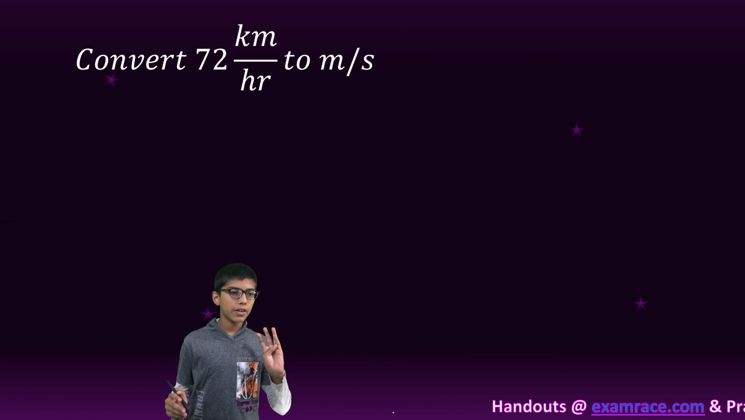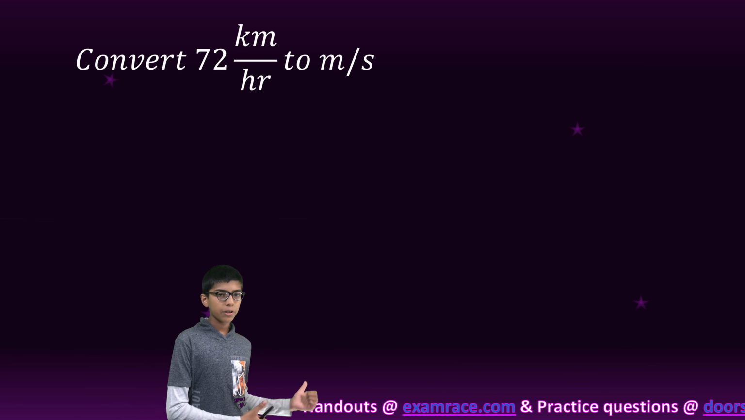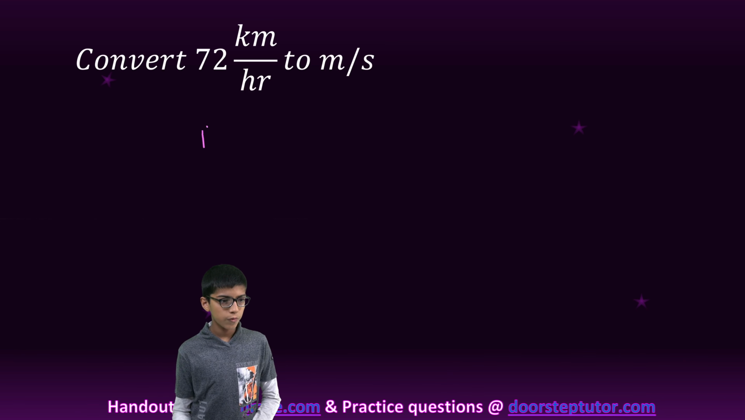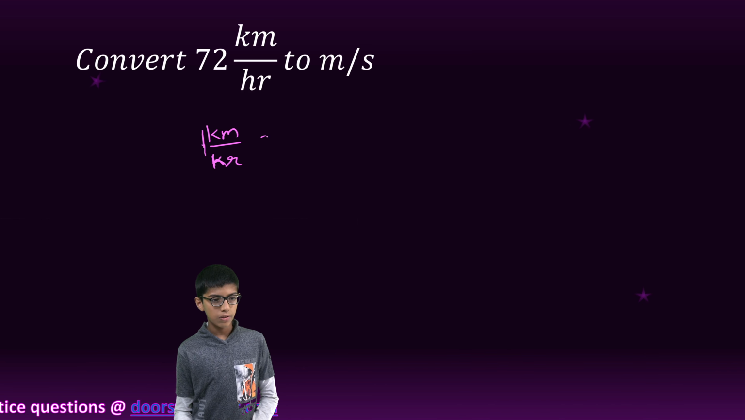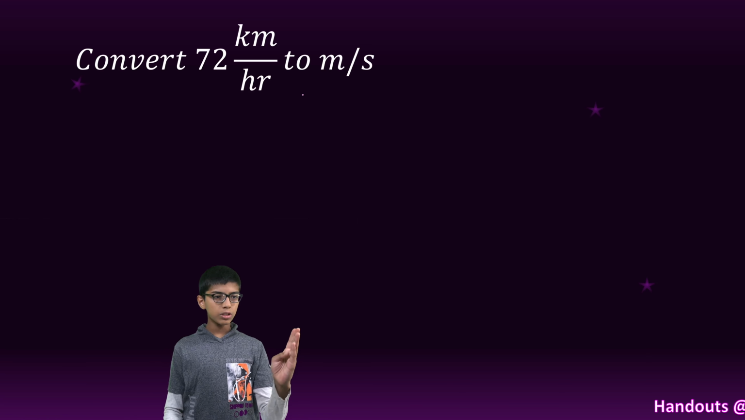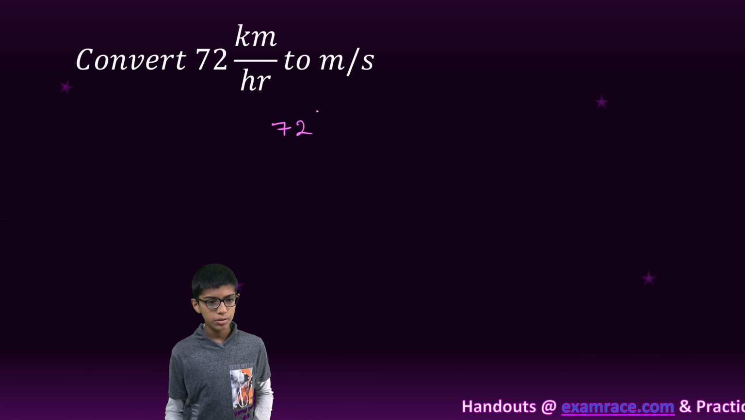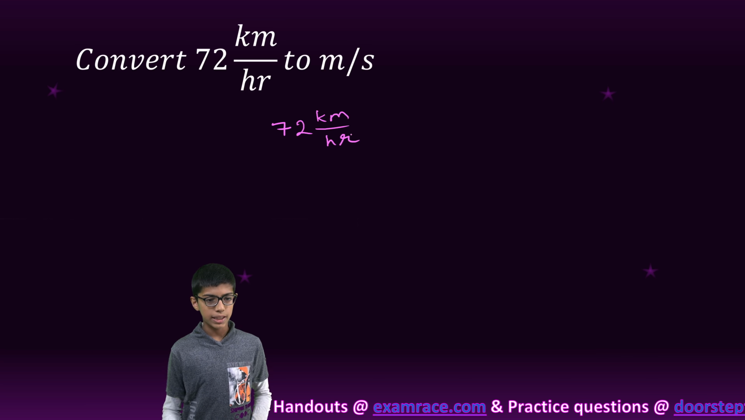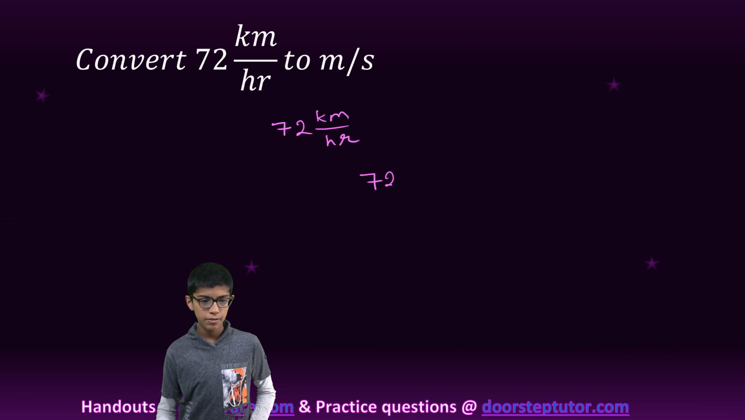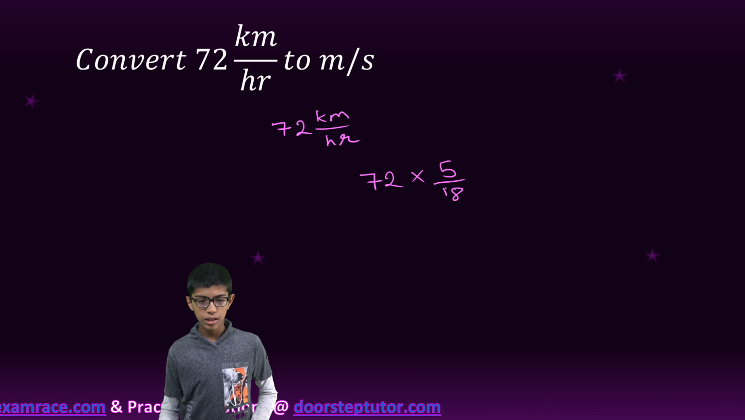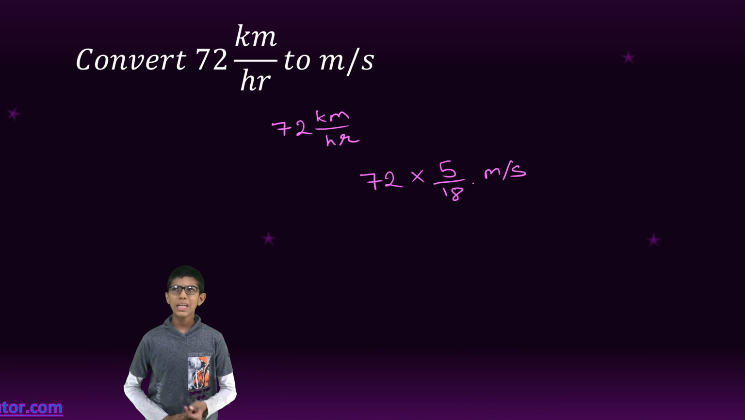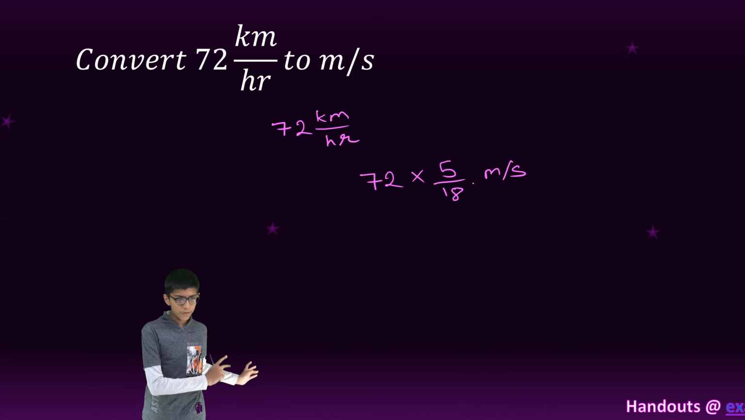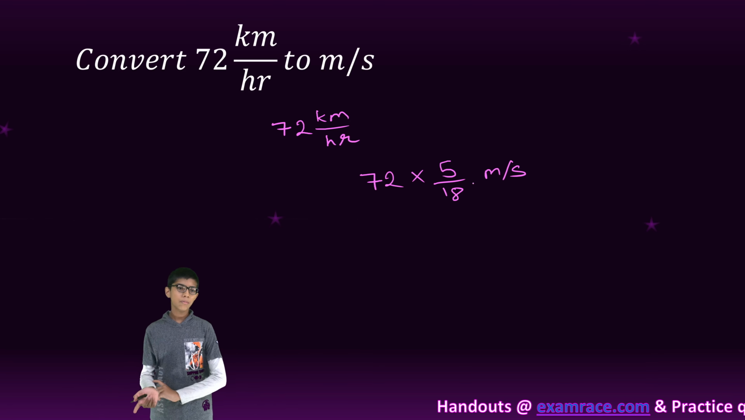So first of all, 72 km per hour, we have to convert it into meter per second. So 1 kilometer per hour equals 5 by 18 meter per second. So to convert 72 kilometer per hour into meter per second, we will multiply by 5 by 18. Now we may find it difficult to remember. If we want to convert kilometer per hour into meter per second, we will multiply by 5 by 18.